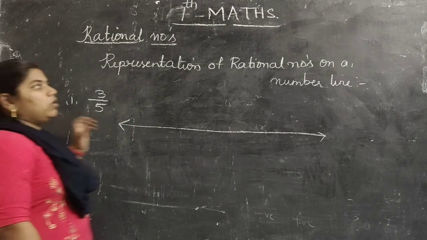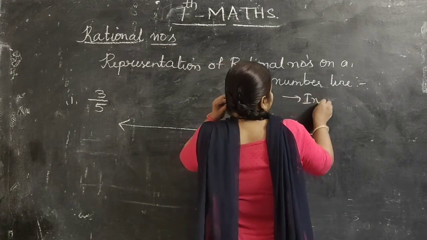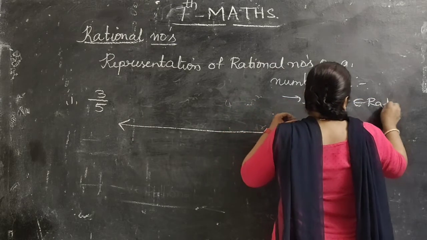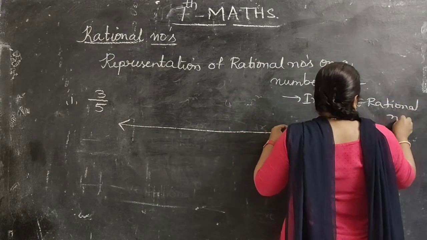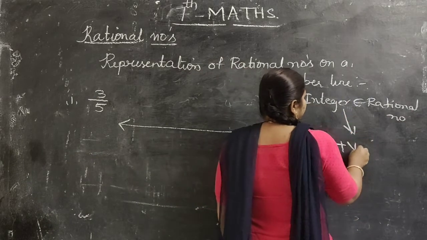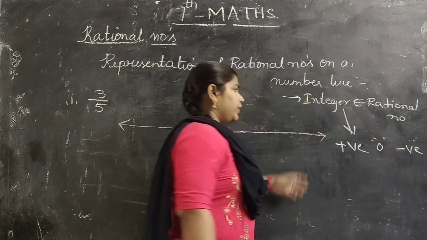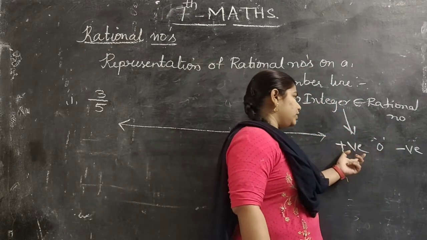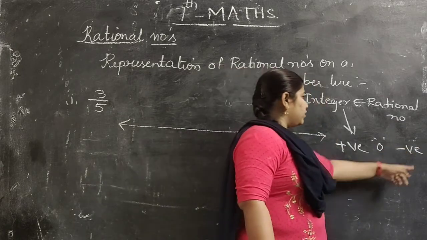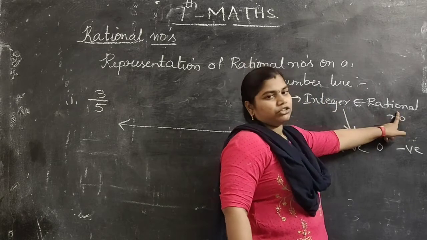Also, all the integers we can call rational numbers. All the integers belong to rational numbers. Integers have the positive numbers, negative numbers along with 0. So what are integers? Integers have the positive numbers, negative numbers along with 0. So these types of numbers we call integers. So all the integers we can call rational numbers.